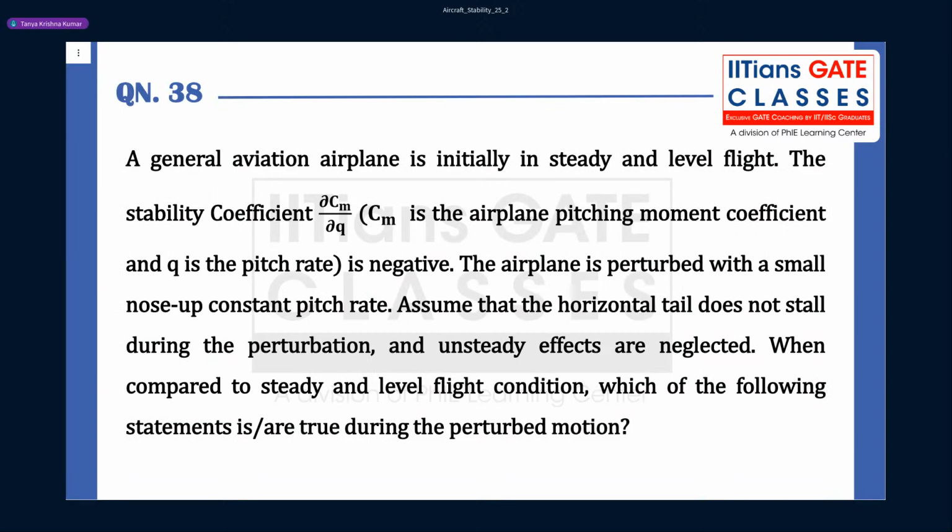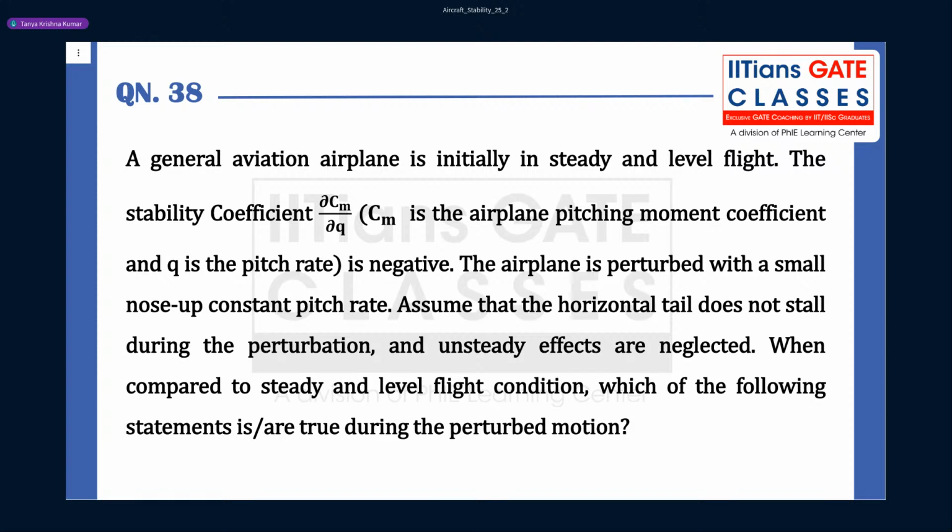Okay. A general aviation airplane is initially in a steady and level flight. The stability coefficient dCm upon dq, okay, q is the pitch rate here, dCm upon dq is negative. The airplane is perturbed with a small nose-up constant pitch rate. Assume that the horizontal tail does not stall during perturbation and unsteady effects are neglected. When compared to steady and level flight condition, which of the following statements is or are true during the perturbed motion? So please read the question very carefully. They've given some conditions which may lead to confusion.